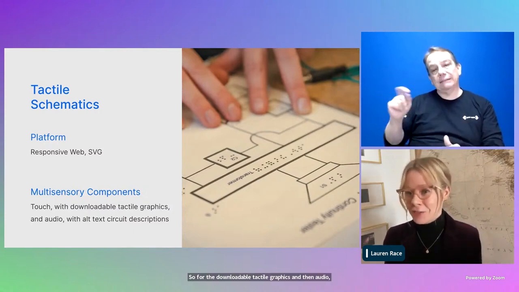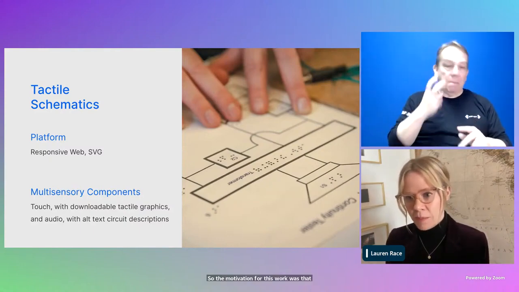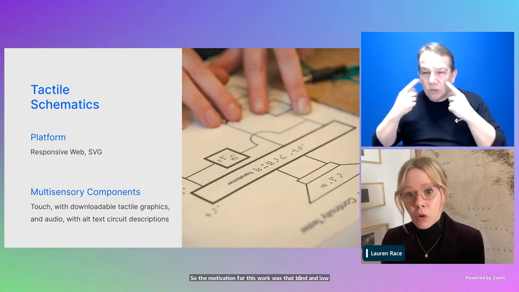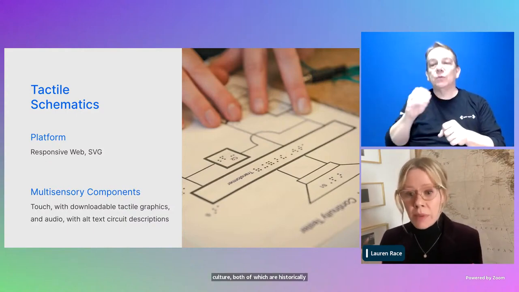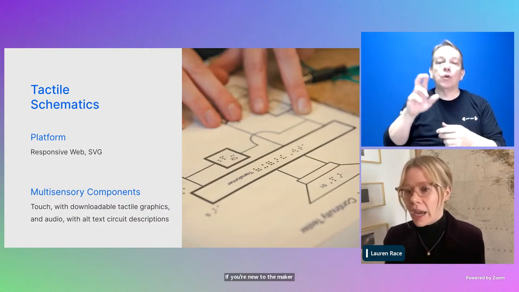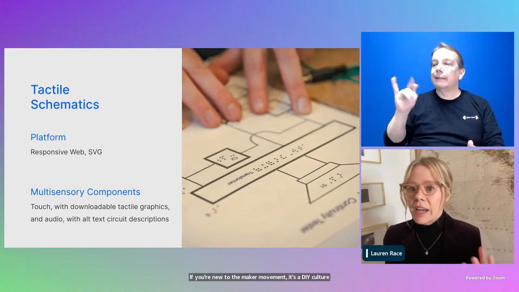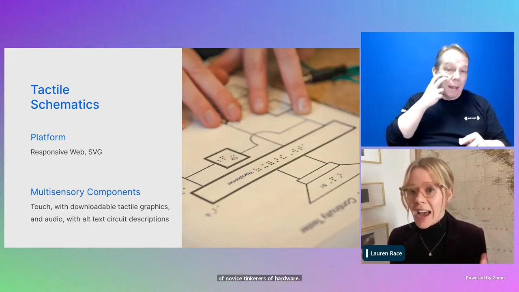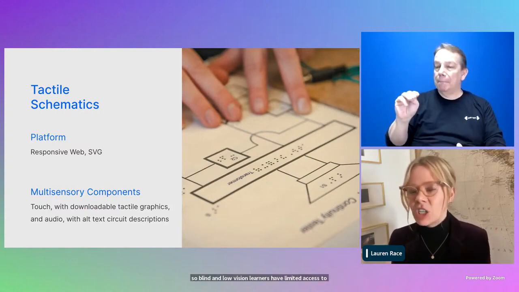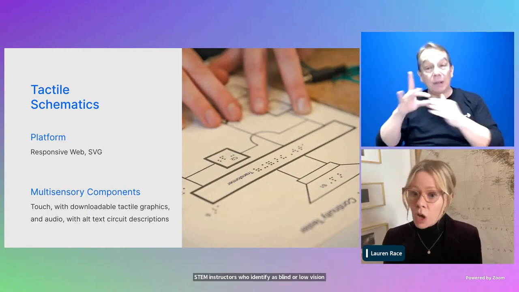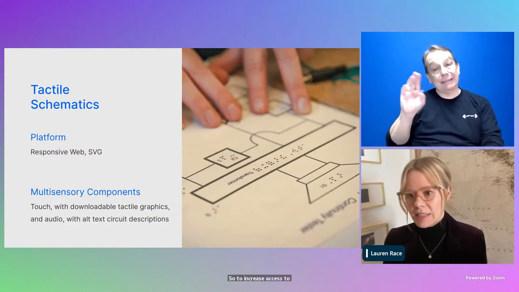So the motivation for this work was that blind and low vision learners are underrepresented in STEM and maker culture, both of which are historically inaccessible. If you're new to the maker movement, it's a DIY culture of novice tinkerers of hardware. And so blind and low vision learners have limited access to STEM instructors who identify as blind or low vision and can teach in a non-visual way. So to increase access to making and STEM, we can offer access to information through touch.